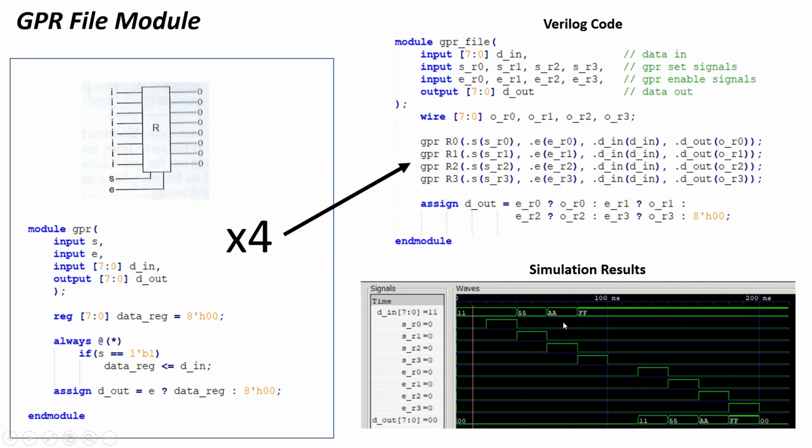You can see by the simulation results that the data in changes, so 1 is getting set into R0, 5 into R1, AA into R2, FF into R3, and then when the enable signals come along, you can see the data that was put into it comes out of it.